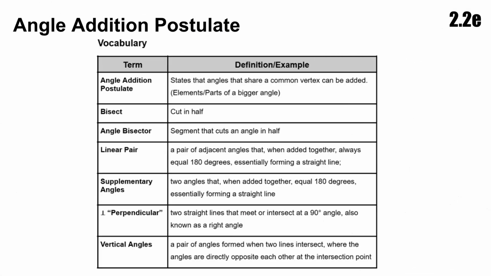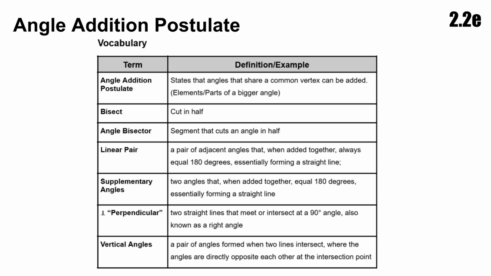Here are some terms associated with the angle addition postulate. The angle addition postulate states that angles that share a common vertex can be added. Bisect means to cut in half. Angle bisector is a segment that cuts an angle in half.